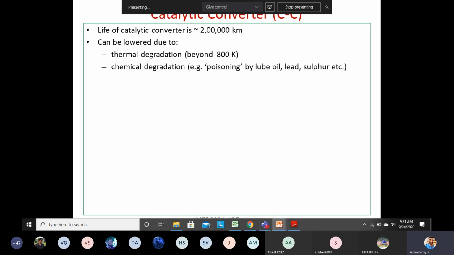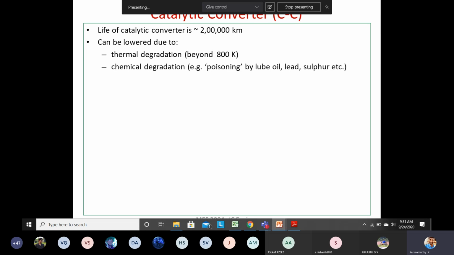Not only this, the performance of the catalytic converter also comes down for two reasons. One is thermal degradation, the other is chemical degradation. Thermal degradation: I have told you that if the temperature is less than the light-off temperature, then the performance is going to come down. Similarly, if the catalytic converter temperature is brought above 800 Kelvin, there also its performance is going to come down. That we call thermal degradation of the catalytic converter. So between 250 degrees C and 800 Kelvin, your catalytic converter performs well.